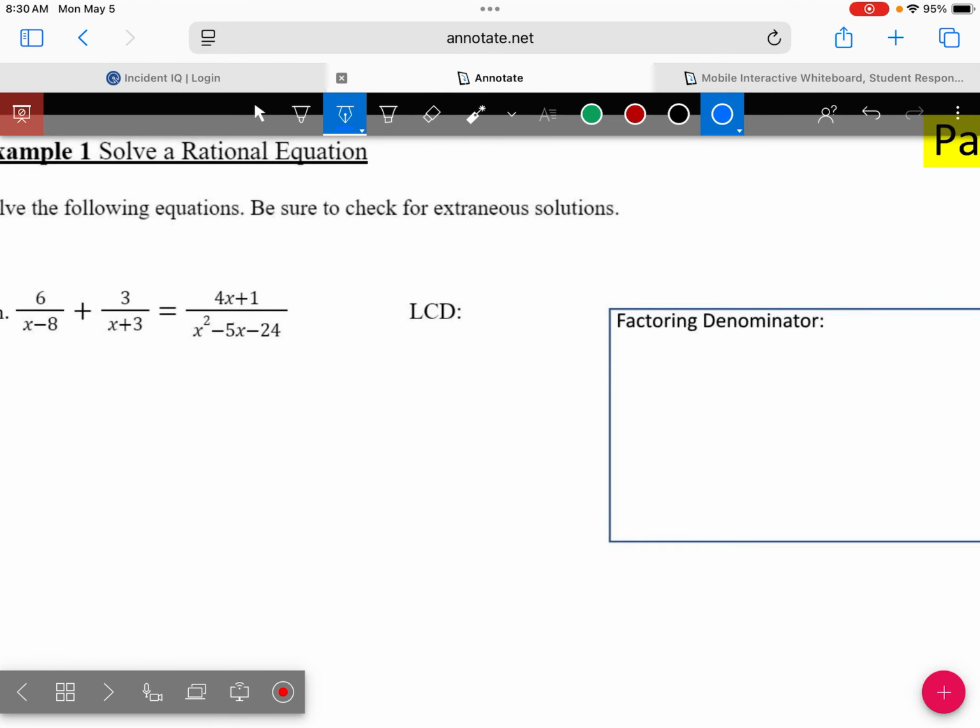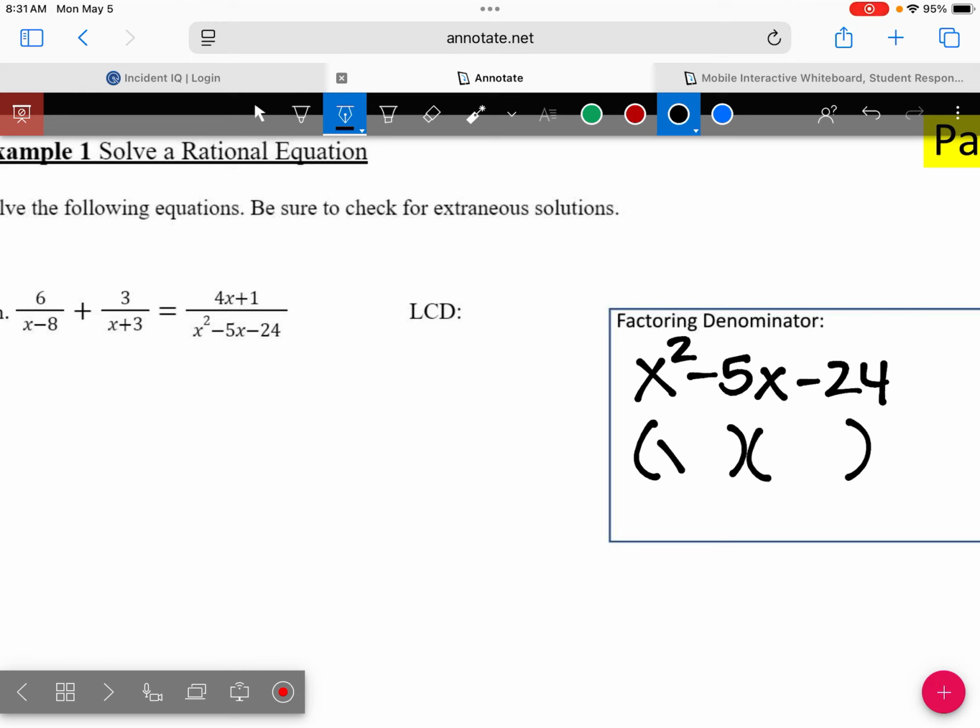So we're going to start by factoring down the denominator, which in this one is x squared minus 5x minus 24. So our two numbers that would multiply to give us negative 24 and add to a negative 5 will be negative 8 and positive 3. So I'm just going to rewrite this fraction with the x plus 3 and an x minus 8. All right, let's go ahead and do that.